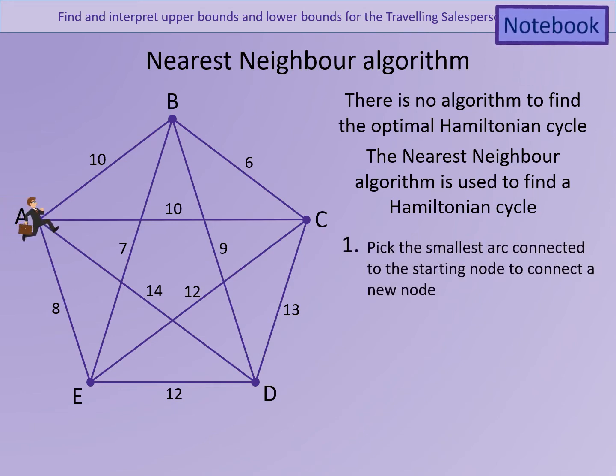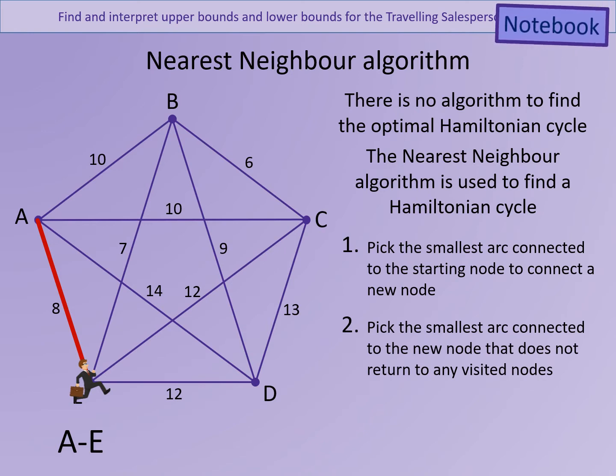The first step is to start at the first node. We're going to start at A in this case, and we're going to choose the smallest arc connecting to a new node that has not been visited yet. So from A, we would choose to go to E with a length of 8. From there, we then need to travel to another node which has not yet been visited, and again choose the arc of smallest weight. So in this situation, we're going to pick B, so E to B, which has a weight of 7.